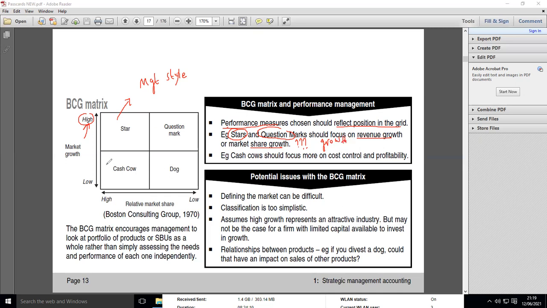What of those products that are in the low growth that are here? The focus now should be on what? Cost control. We need to manage the costs.